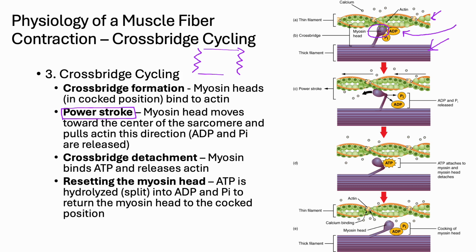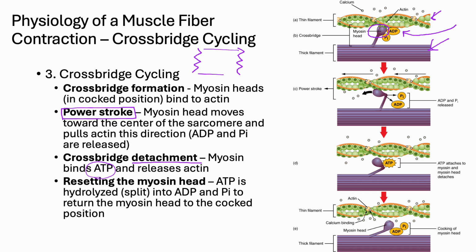The next step is called the cross-bridge detachment, and it is exactly what it sounds like. That's when the myosin head releases actin. Now, it cannot do that unless there is ATP present. So if you remember back when we talked about the cell and energy, ATP is the high energy molecule that our mitochondria are producing all the time. So what happens is ATP binds to myosin, and then myosin can release the actin filament.